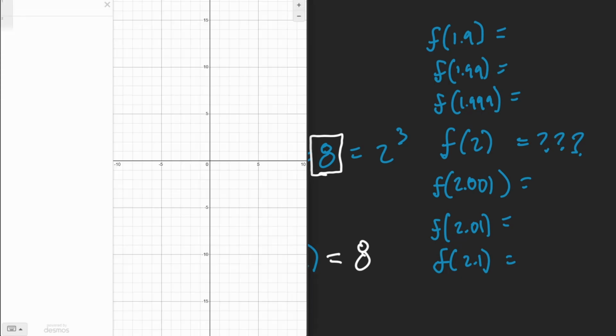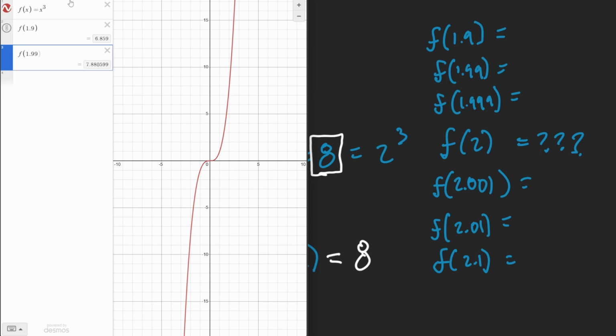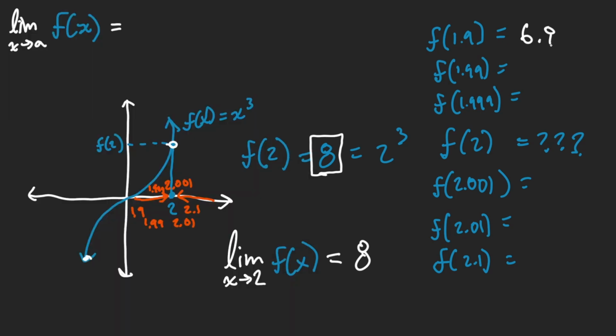So let's get this up on the graph. Let's say f of x equals x cubed. And now we can start plugging in. So f of 1.9, f of 1.99, f of 1.999. And so we have these values, right? We have 6.8, 7.8, 7.9, and so we're getting closer and closer to 8.